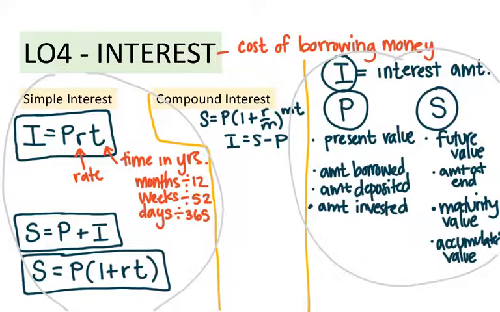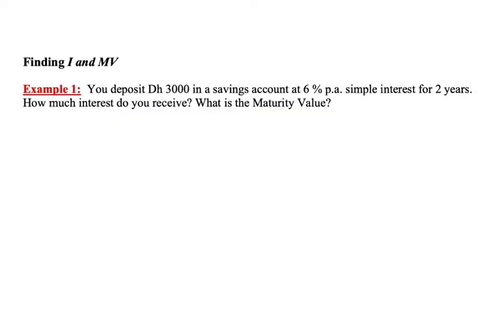And lastly, just going back to this idea of the present value and the future value. The present value, the starting amount, is always going to be less than the future amount. So that's just something to take note of as we do some examples. So let's look at the first example.